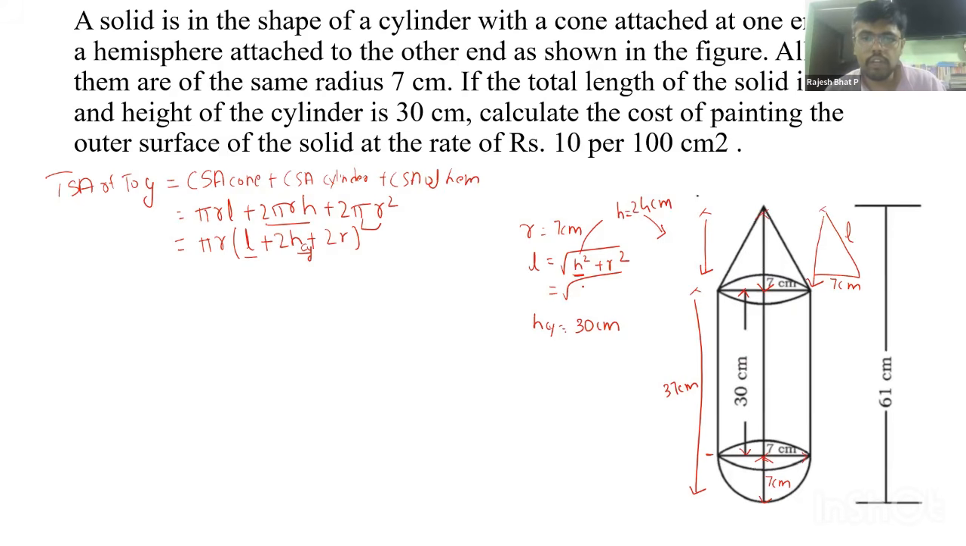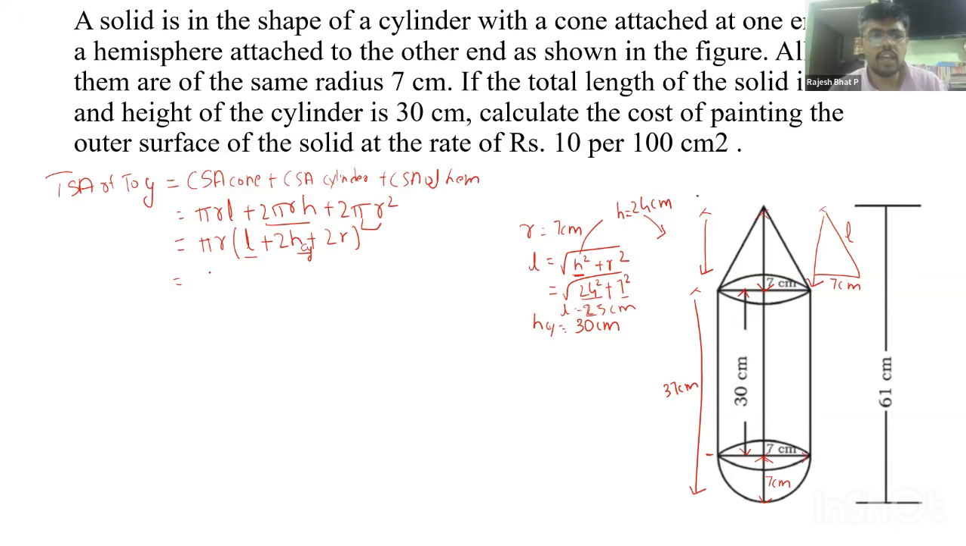So now this is 24 and this is 7. If you remember triplets, you can very easily tell it is 25. I told you triplets in the beginning: 7, 24, 25 is a combination. If you simplify, you will get L equal to 25. 24 square plus 7 square, you will get 625. Square root of 625 is 25 centimeter.